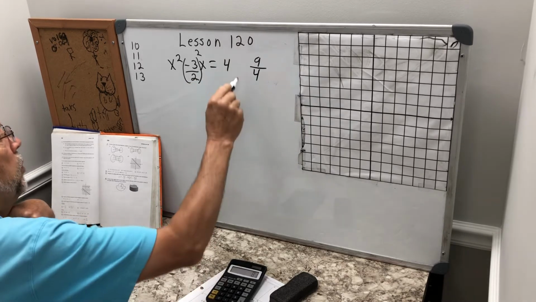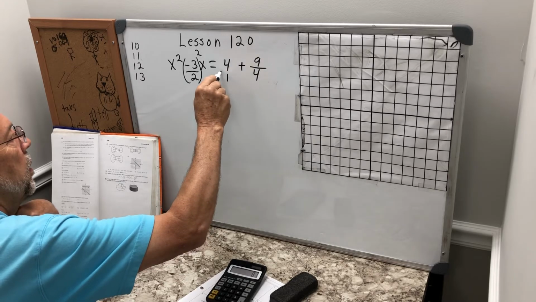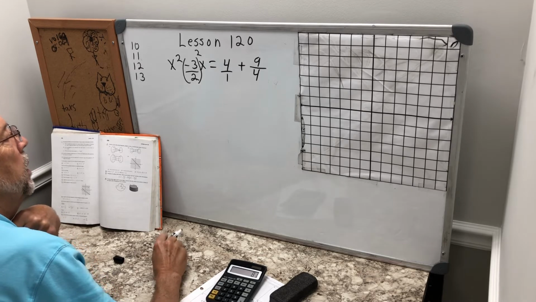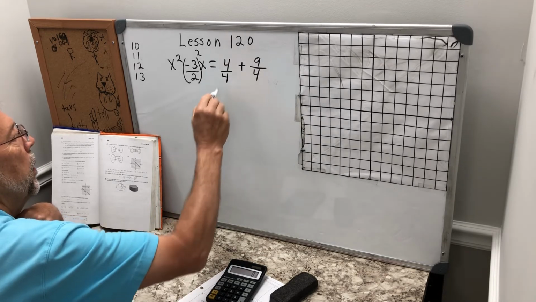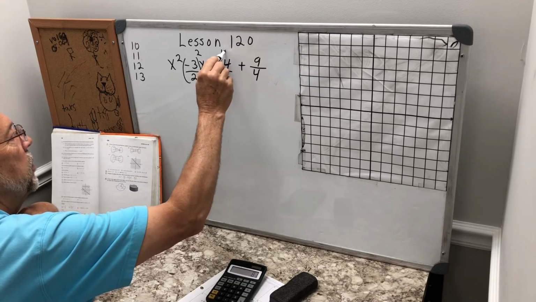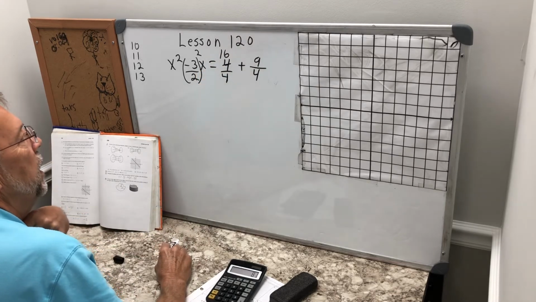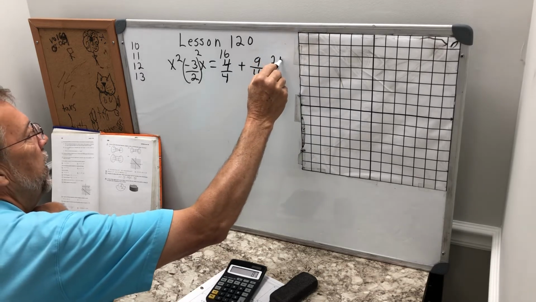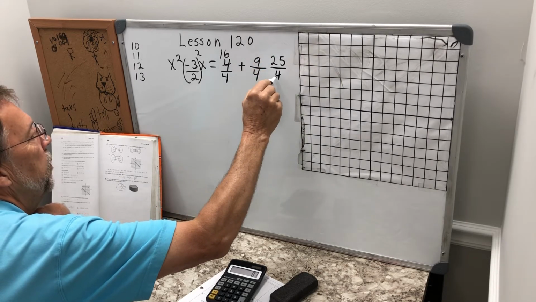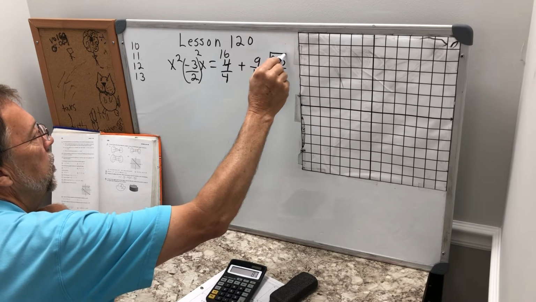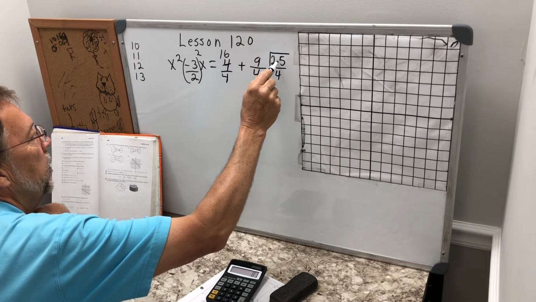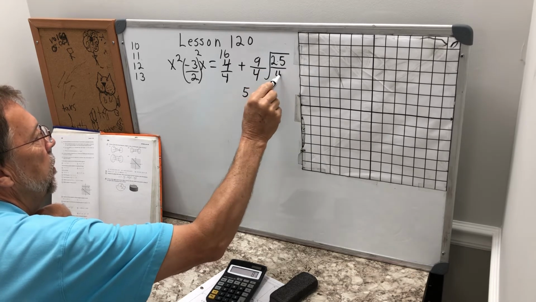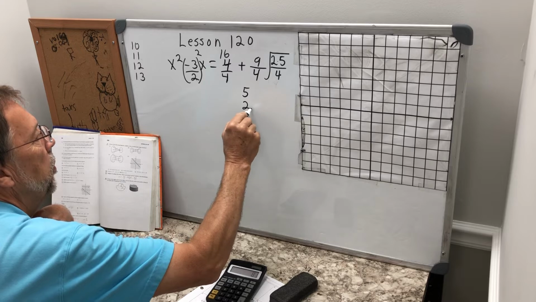Step number 3 is we add these together. We have to get a common denominator. The common denominator is 4. That changes this to a 16. Add these together. 16 plus 9 is 25 over 4. Square root this. Square root of 25 is a 5. Square root of 4 is a 2. So we have a fraction.